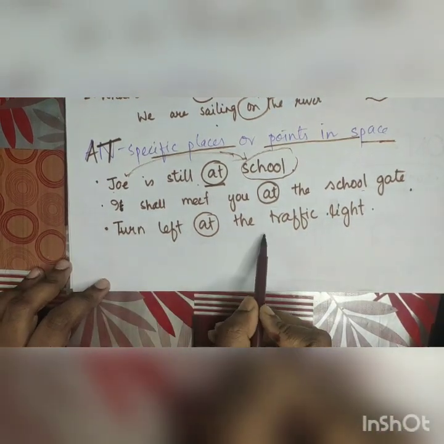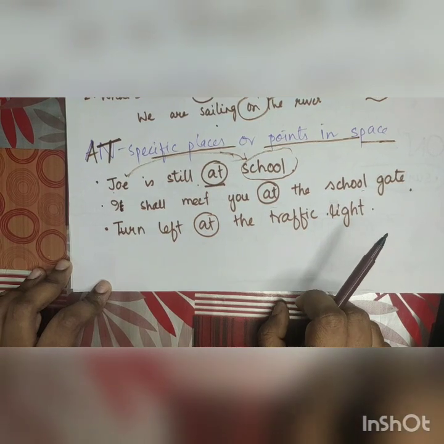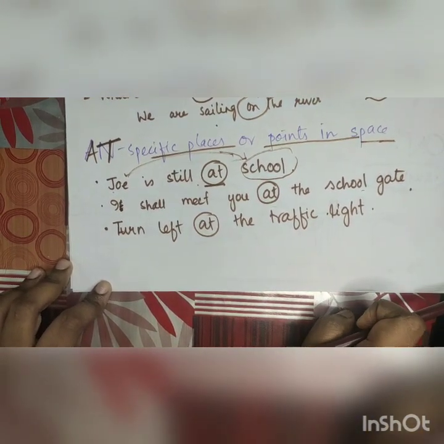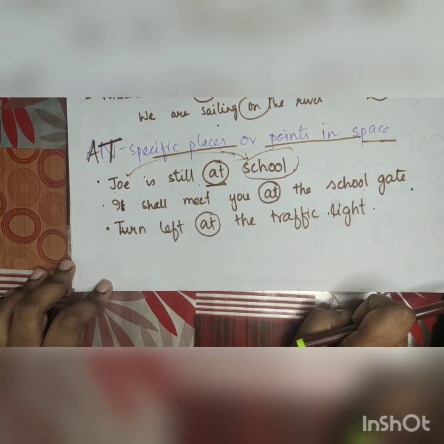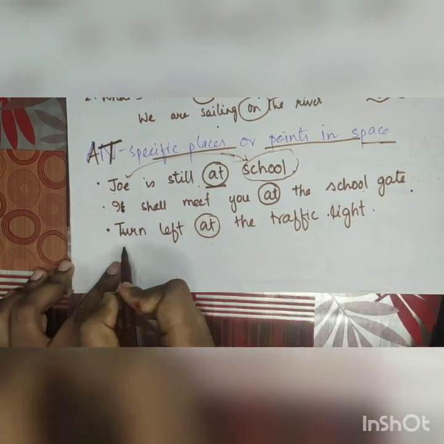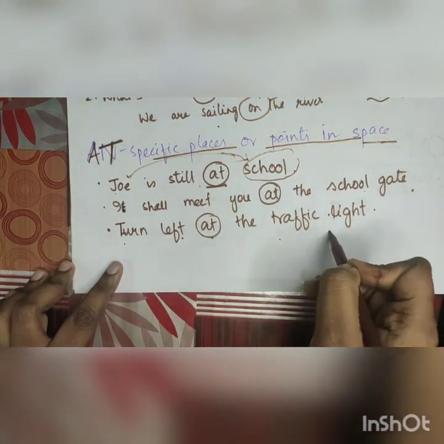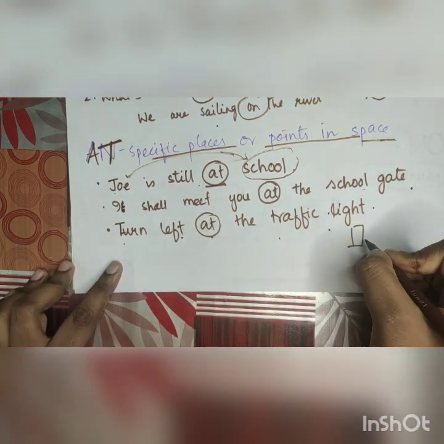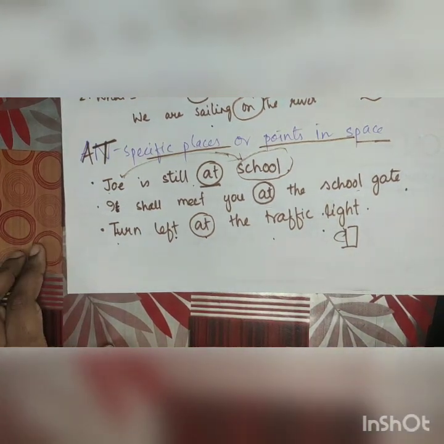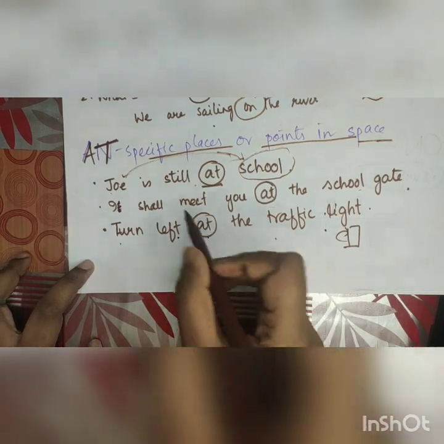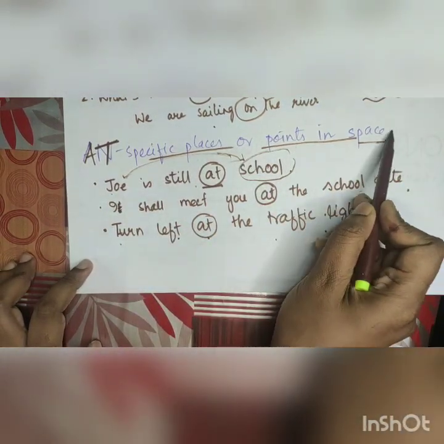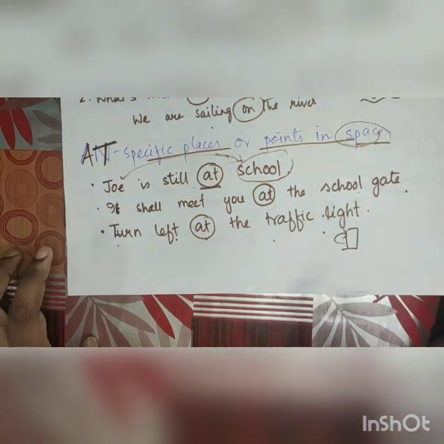Turn left at the traffic light. Somebody is coming to your house and does not know the location of your house. So you give a direction like this: turn left at the traffic light. Wherever there is a traffic light, you should turn left. This is how you give direction. So we use at to specify a place or a particular point in space. Space means a particular place.